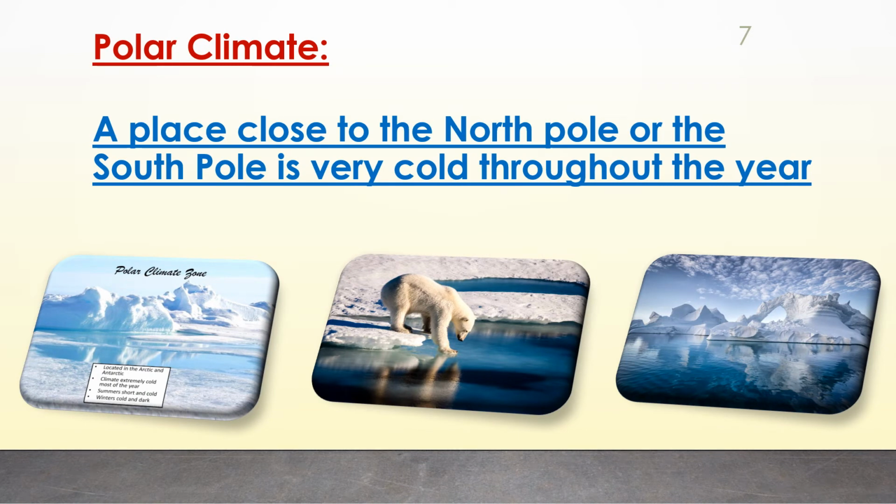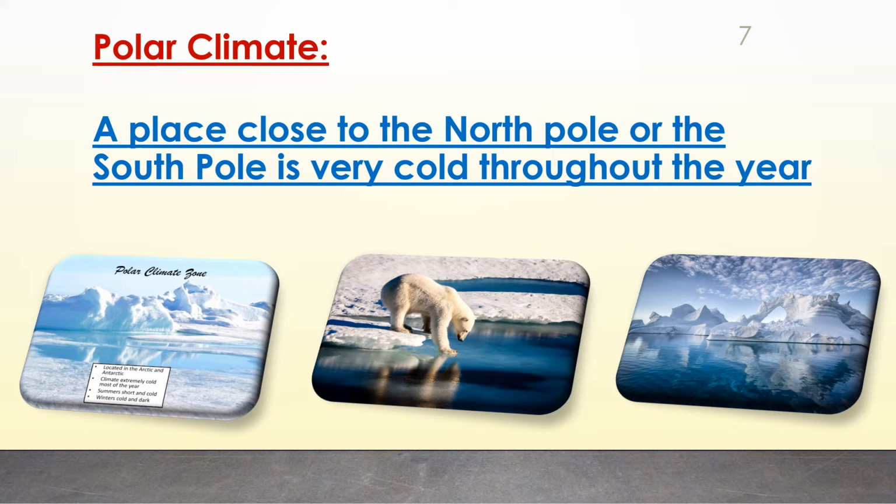Polar climate. A place close to the North Pole or the South Pole is very cold throughout the year. As we know, at poles north and south the climate is cold, and because of this cold climate people cannot live there. If some people are living, they have to face challenging climate throughout the year.